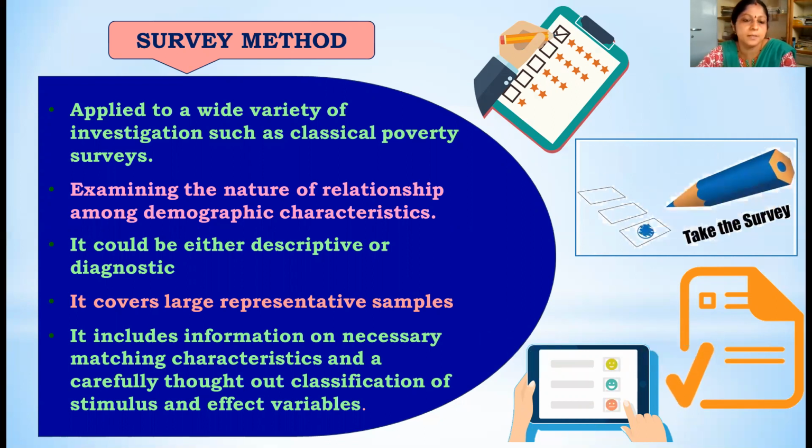Usually in a survey method, they cover a large representative sample. We won't do it with 10, 20 or 100. They may cover thousands, or 500 like that. A huge population is covered under a survey method. It includes information on necessary matching characteristics, such as how age influences their knowledge, how education influences their knowledge, and how the scientific orientation of a person influences his knowledge about improved cultivation practices. That will be studied through the survey method.